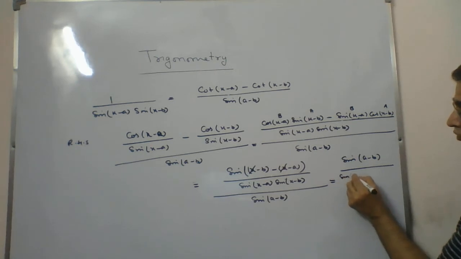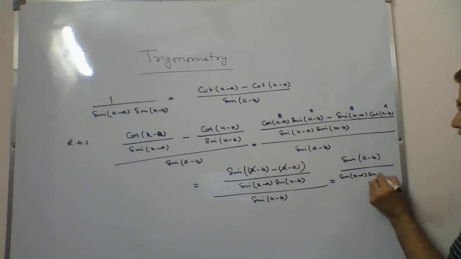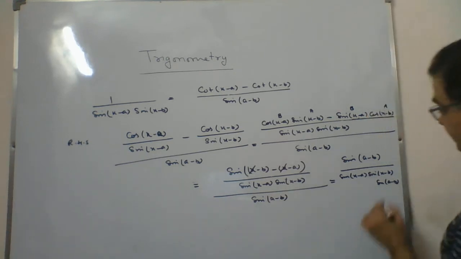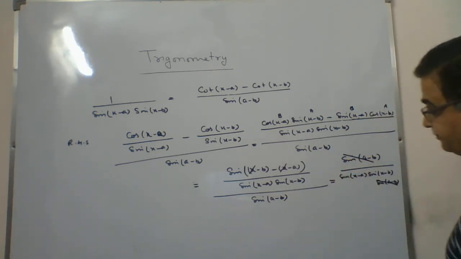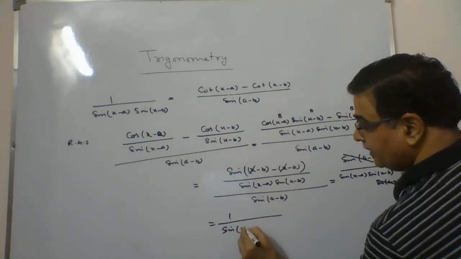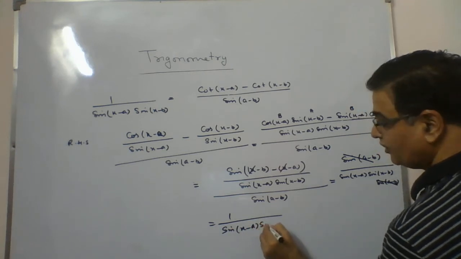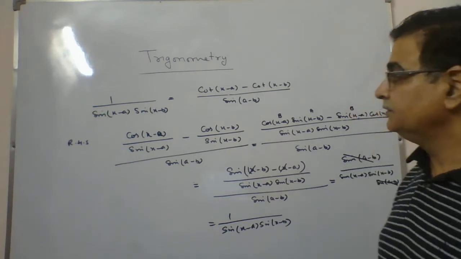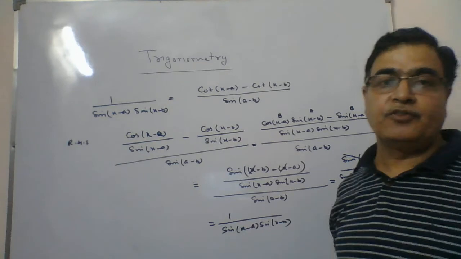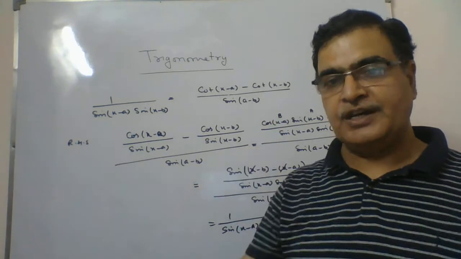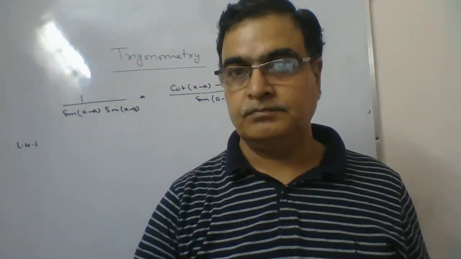So one is sine of (x minus a), sine of (x minus b), and this is sine of (a minus b). Now this sine (a minus b) gets cancelled out. And my result is 1 by sine of (x minus a) into sine of (x minus b). So this is the result we should remember. Now if I go the other way, that also you can try. There is no such problem, but only the one step we should understand. If that is okay, we can go.